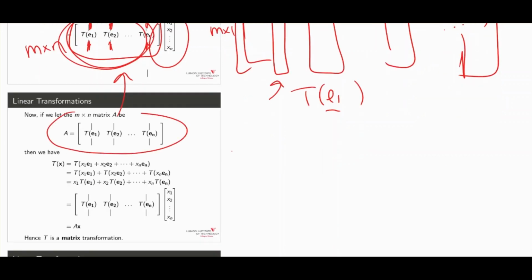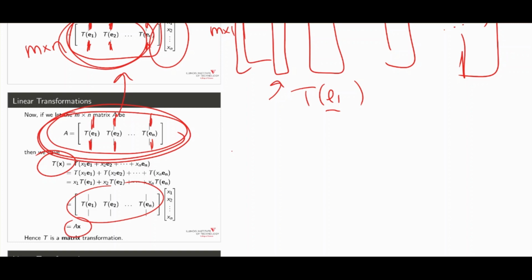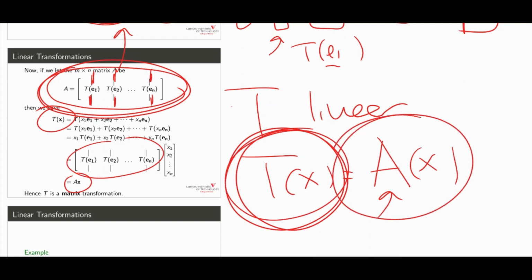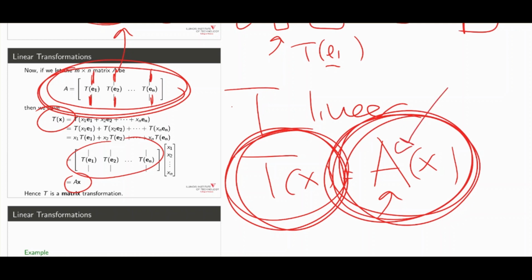So this is what I'm saying. You put a matrix A by placing these as the column vectors of your matrix A. And now you can see that T of X is A of X. So T being linear is the same as T being a matrix transformation, because now we actually found a matrix that can be associated with this transformation. So linear transformations are the same as matrix transformations. And we actually know how to construct this matrix A.